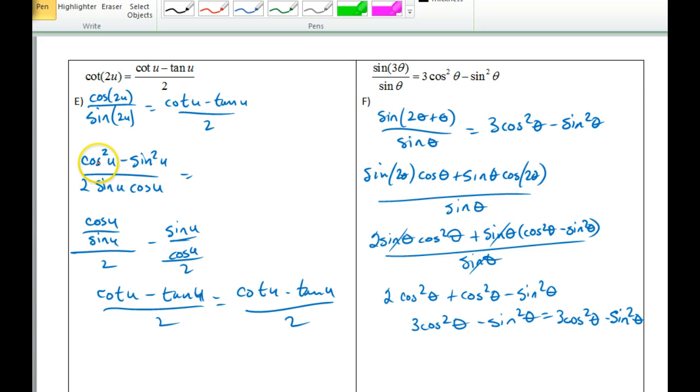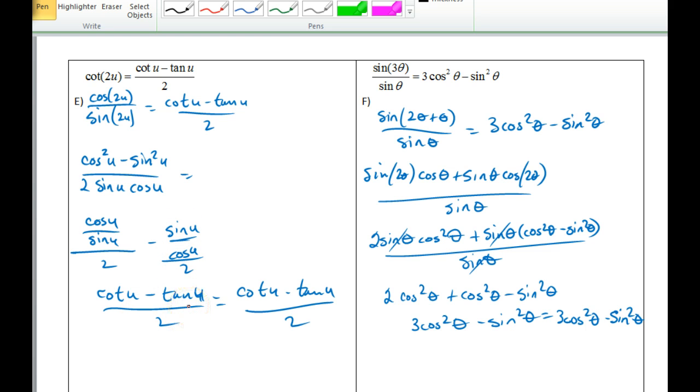So I put cosine squared all over this, and notice that one of the cosines cancel. So I get cosine over sine all over 2. Similarly, I'm going to put the sine squared over this, and I'm going to get this here. This is just the cotangent, this is just the tangent, and both of them are over 2, so I'm done there.